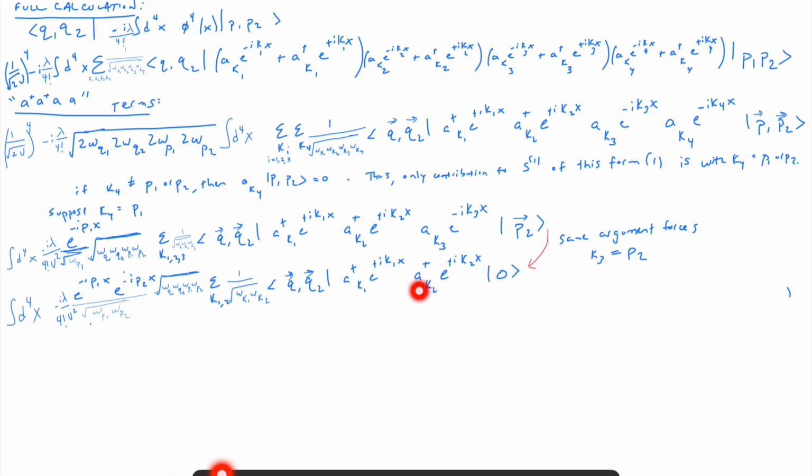Now I'm going to hit this with this a dagger. Remember, these exponential factors are just numbers; they're not operators and have nothing to do with operating on kets, so you can pull them out of this inner product if you want. But this a dagger k2 acting on this will give me a whole host of one-particle states as k2 ranges through all the possible momentums. Ultimately, all of those are going to be zero except when this k2 and this k1 give me q1, q2, because I get a two-particle state, and that two-particle state has to match this perfectly to get a non-zero result.